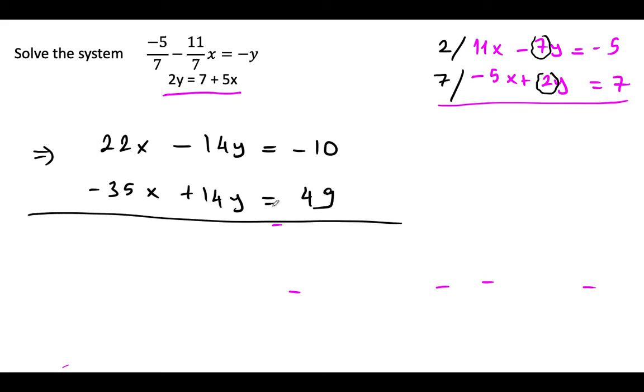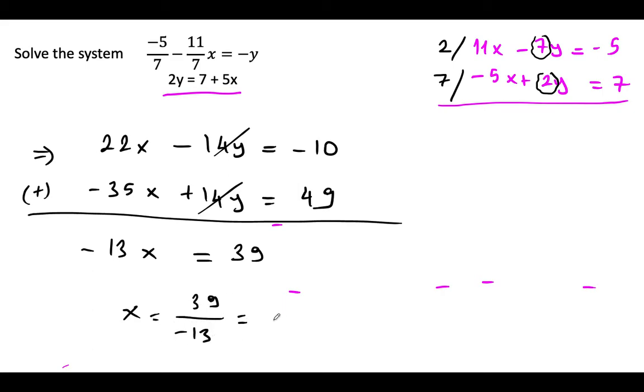If I add them side by side, 22 and negative 35 will be negative 13x. Let's check one more time. Yes, 13. Negative 14y plus positive 14y is 0. So it is equal to negative 10 plus 49, which is positive 39. And then x is equal to positive 39 divided by negative 13. It's clear that the result is negative 3. Why? 13 times 3 is 39.